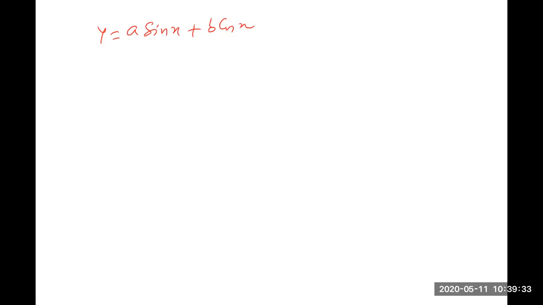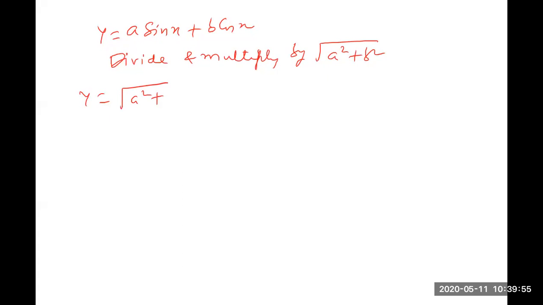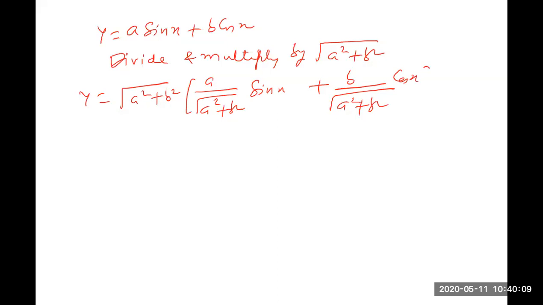How to convert into a single function? For that, the method is to divide and multiply by under root of a square plus b square. So y will be under root of a square plus b square, times a upon under root a square plus b square sin x plus b upon under root a square plus b square cos x. See what I have done, I have multiplied and divided, so there will be no change in the function.